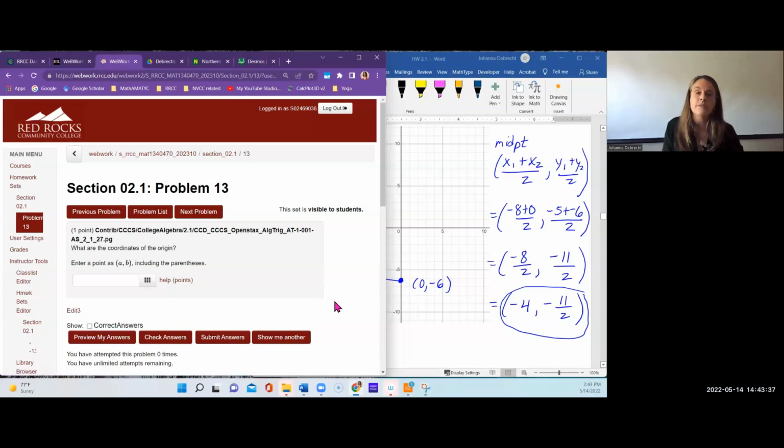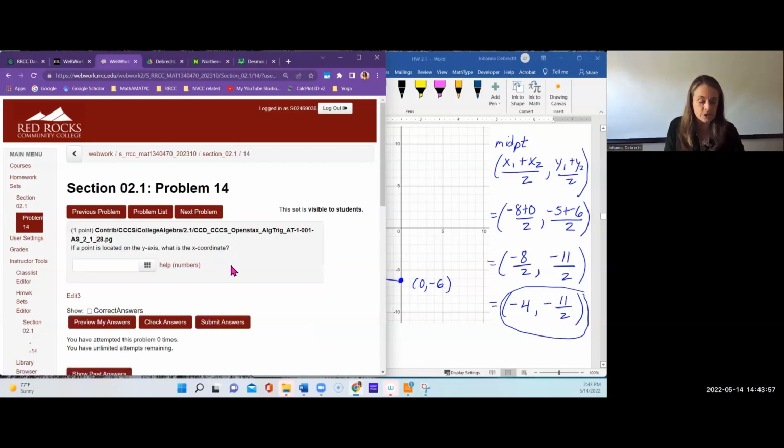What are the coordinates of the origin? Well, if you're at the origin, the starting place, that's what origin means. You don't go left or right, so that's a 0. And you don't go up or down, so that's a 0. So parentheses, 0, 0, close parentheses.